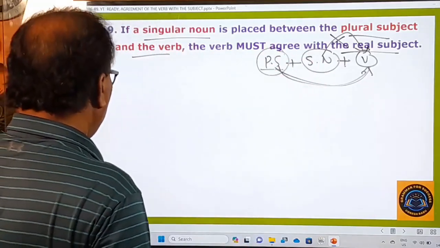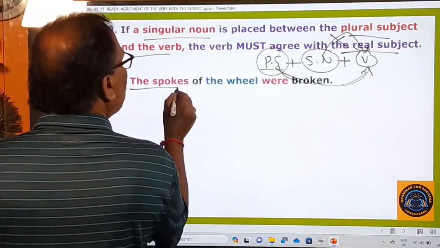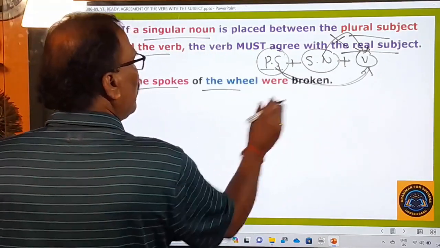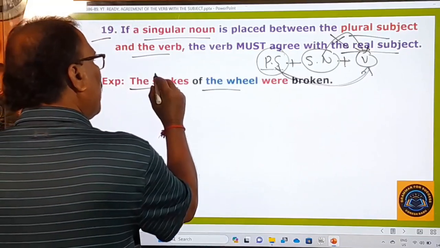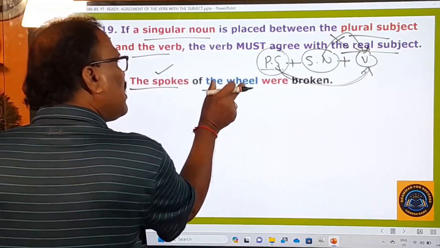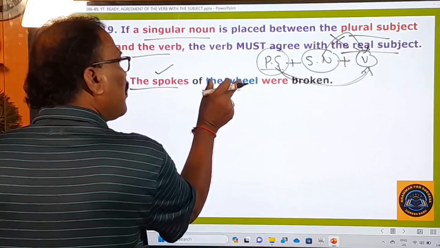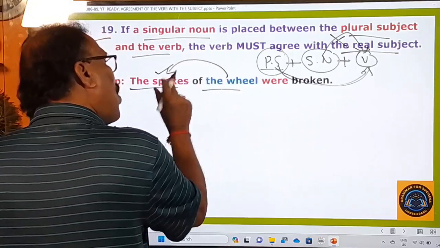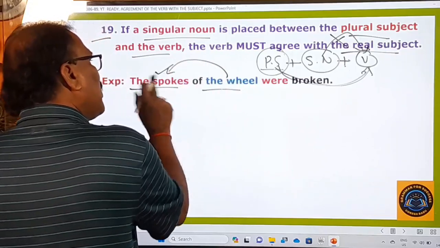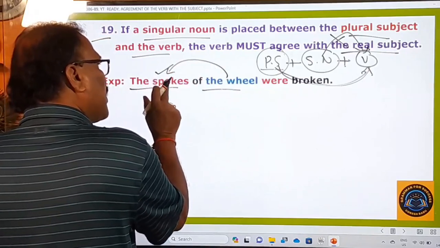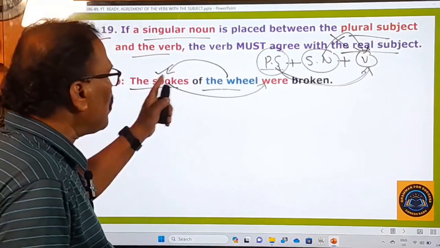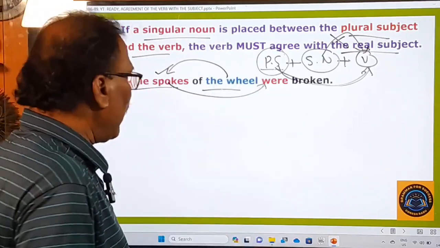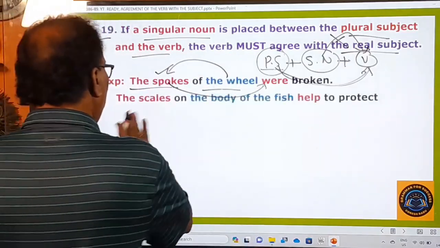Let us see some examples. The spokes of the wheel were broken. So here, what are you speaking about in the sentence? You are speaking about the spokes of the wheel. So wheel is there, but you are not speaking about the wheel, you are speaking about its spokes. So that's why, what is the spokes? The spokes is a plural subject, and therefore you use a plural verb after that. The spokes of the wheel were broken. Right. And then let us take up the second example.